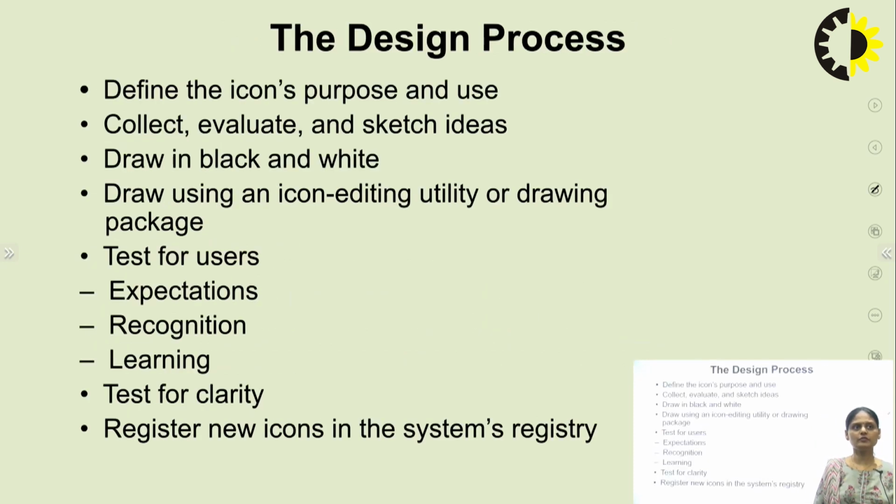So the design process is to define the icon purpose and use, collect, evaluate and sketch the ideas, then draw in black and white on paper, draw using an icon editing utility or drawing package, and test for user expectancies. If we are making it, we should test whether it is actually recognizable, and whether the user is able to learn it or not. If it is as expected by the user, then we should test the things and then we can register the new icon.